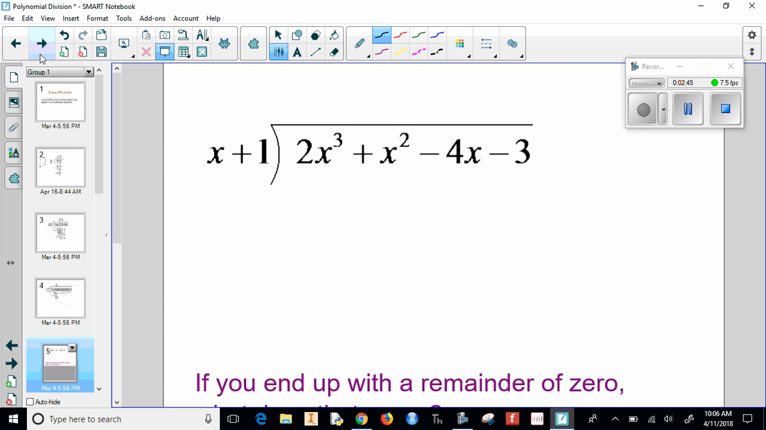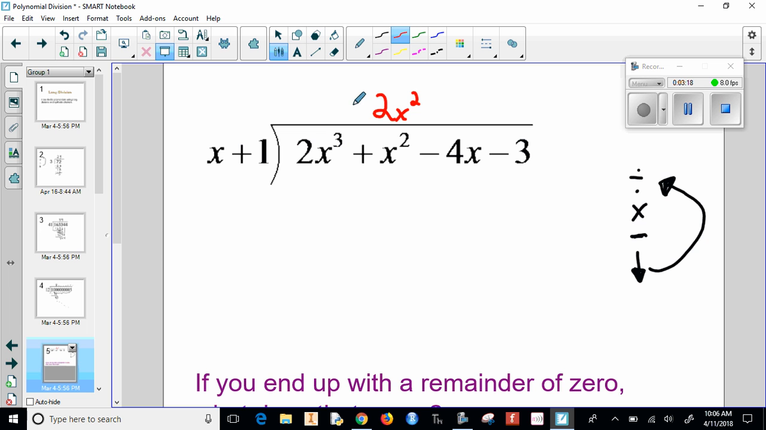Now, if we have the same thing but in variables, we're going to do the same process. We're going to divide what we can, then we're going to multiply, and then we're going to subtract, bring down the next value that makes sense, and then repeat. So how many times does x go into 2x to the third? Well, we're going to need a 2, and then x squared. 2x squared times x equals 2x to the third.